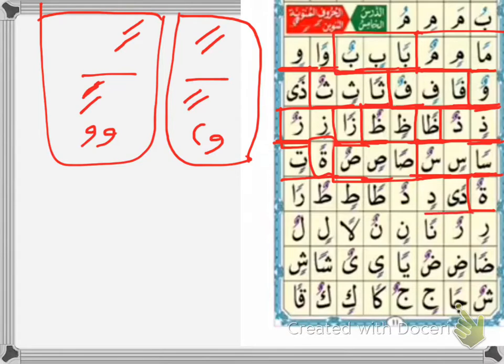Next letter is the دال. دال فتحتين دن. دال كسرتين دن. دال ضمتين دن. دال فتحتين came after it this ألف. So we do not pronounce it like we said. We call it dun.